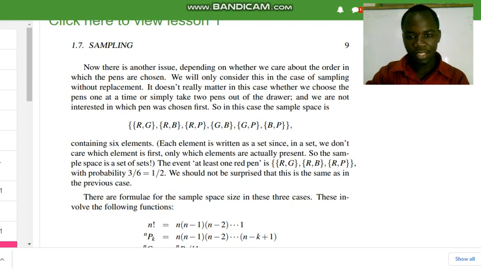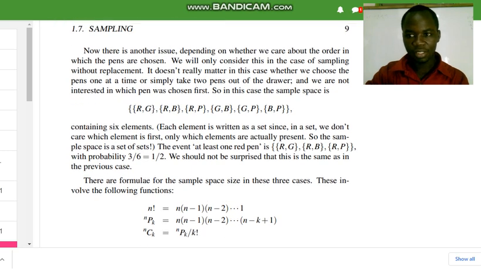The event at least one red pen is given by the sample space of red green, red blue, red purple, with the probability of 3/6. This gives us a half. We should not be surprised that this is the same as in the previous case. There are formulae for the sample space size in these 3 cases. These involve the following functions.